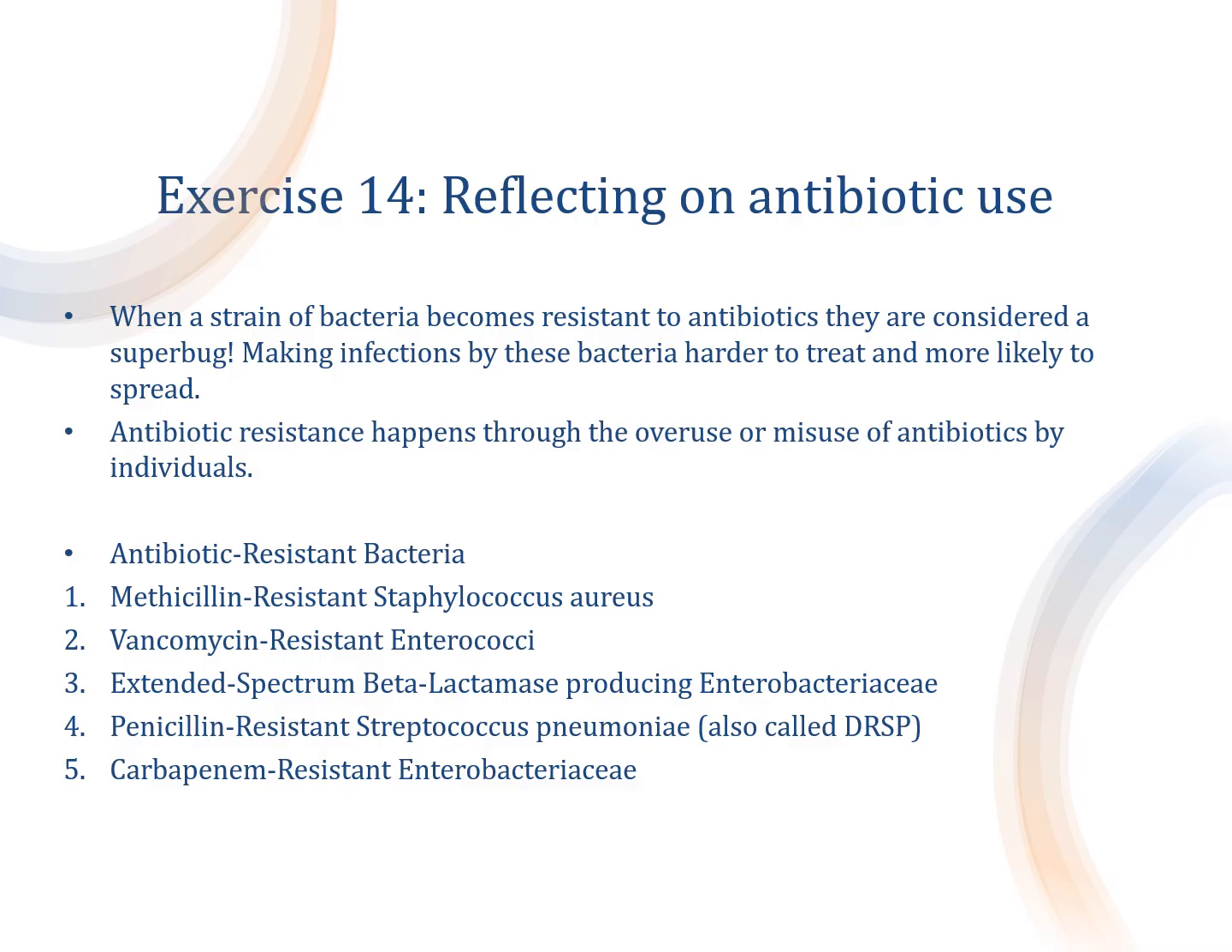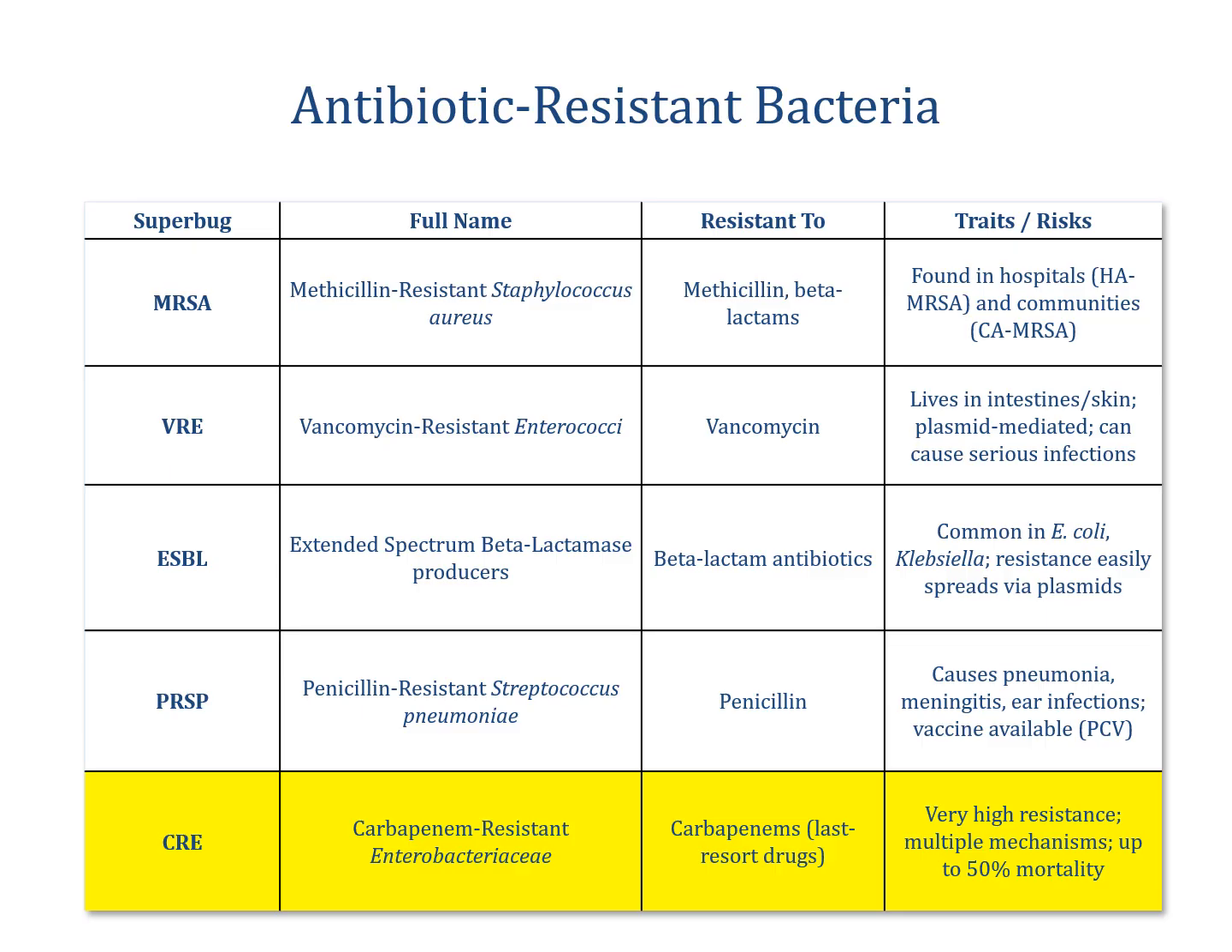I have a chart with their traits, their risks, and what they're resistant to. Even though it's described as methicillin resistant Staphylococcus aureus, they're not only resistant to methicillin. They're resistant to antibiotics that are similar to that, like amoxicillin. But these are how they're named. And then at the far right, you can see where they're found, how they can spread, and what infections they can cause.